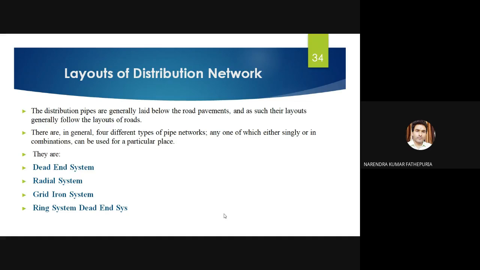You have to select a diameter and all the hydraulic parameters. You have to check them while you are designing a water distribution network. So that is another thing. In WaterCAD and WaterGEMS, you can design the whole network.